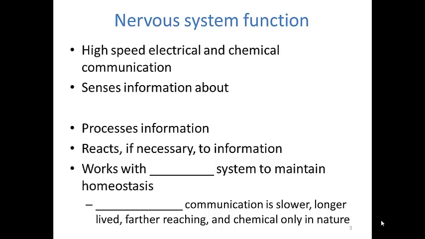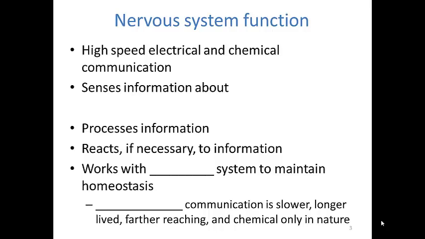Now your nervous system does work with another body system, and that's the endocrine system. So both the endocrine system and the nervous system work together to control almost all of your body functions. These two systems work together, in other words, to maintain homeostasis of your body.